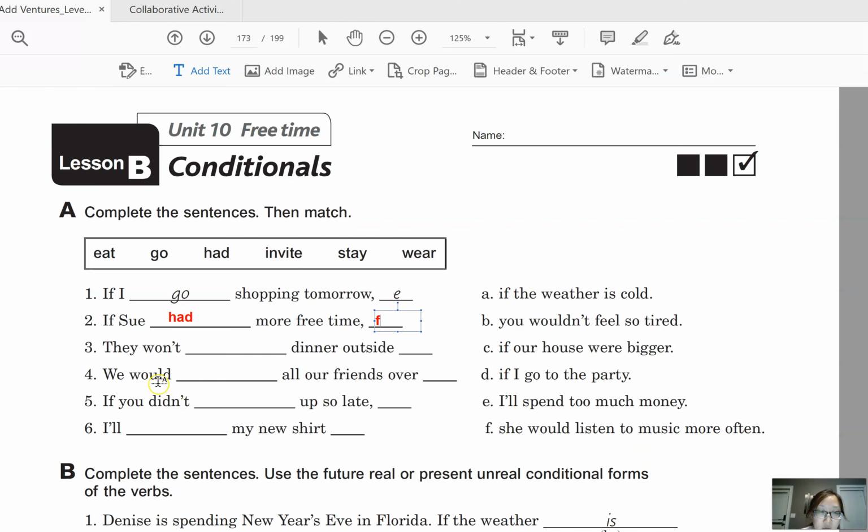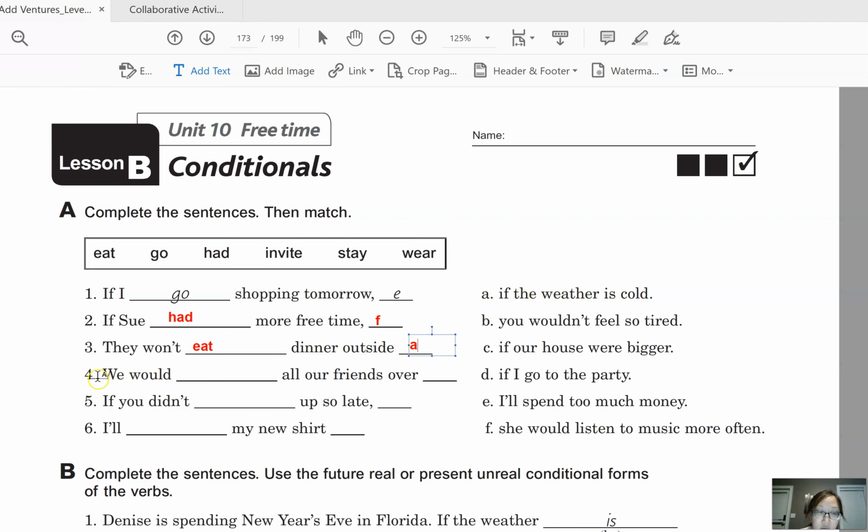Okay, and then number 3, they won't eat dinner outside if the weather is cold. Okay, so this is future real conditional. So will, as you know, won't is will not, and this is the main clause. They won't eat dinner outside if the weather is cold. This is the if clause.